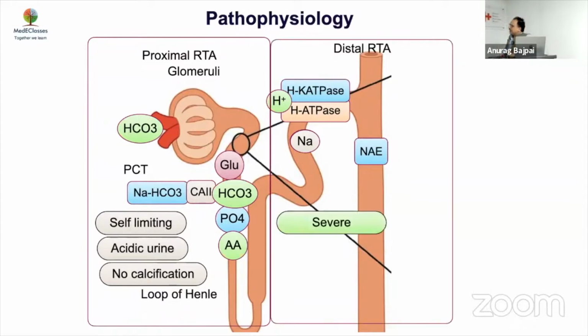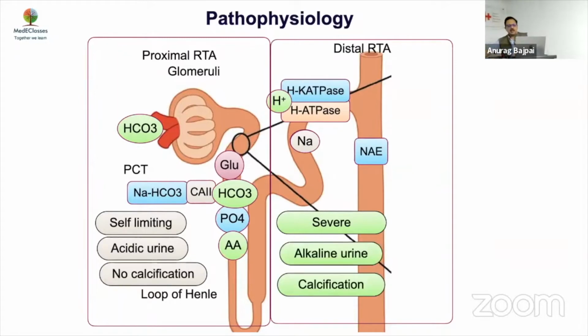Now, distal RTA can happen if you have a problem either in the proton potassium ATPase, proton ATPase, or sodium exchanger. We won't go into that many details as far as genetic causes are concerned, but this is much more severe with alkaline urine and renal calcification. This is the basic difference. Then we have a type 4 RTA, which is basically a problem in the epithelial sodium channel or the renin-angiotensin-aldosterone system. It is associated with mild acidosis with hyperkalemia.